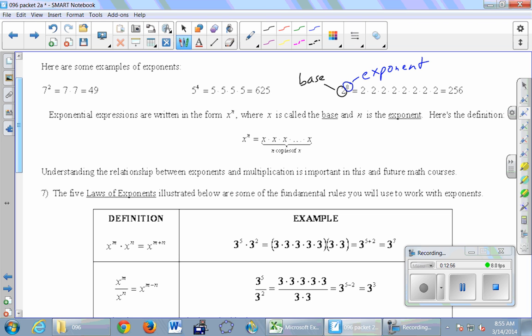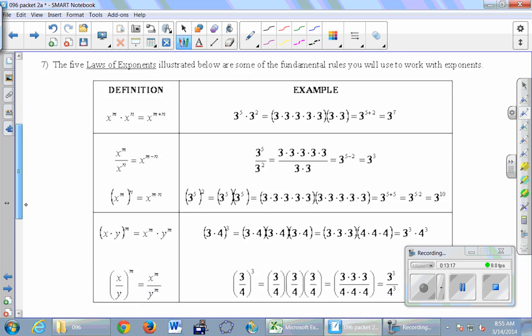And the definition written out probably doesn't mean too much. You already know what something raised to a power means. You just copy that something the right number of times. Okay, and then it says understanding the relationship between exponents and multiplication is important in this and future math courses. So we'll start here with the 5 laws of exponents below.